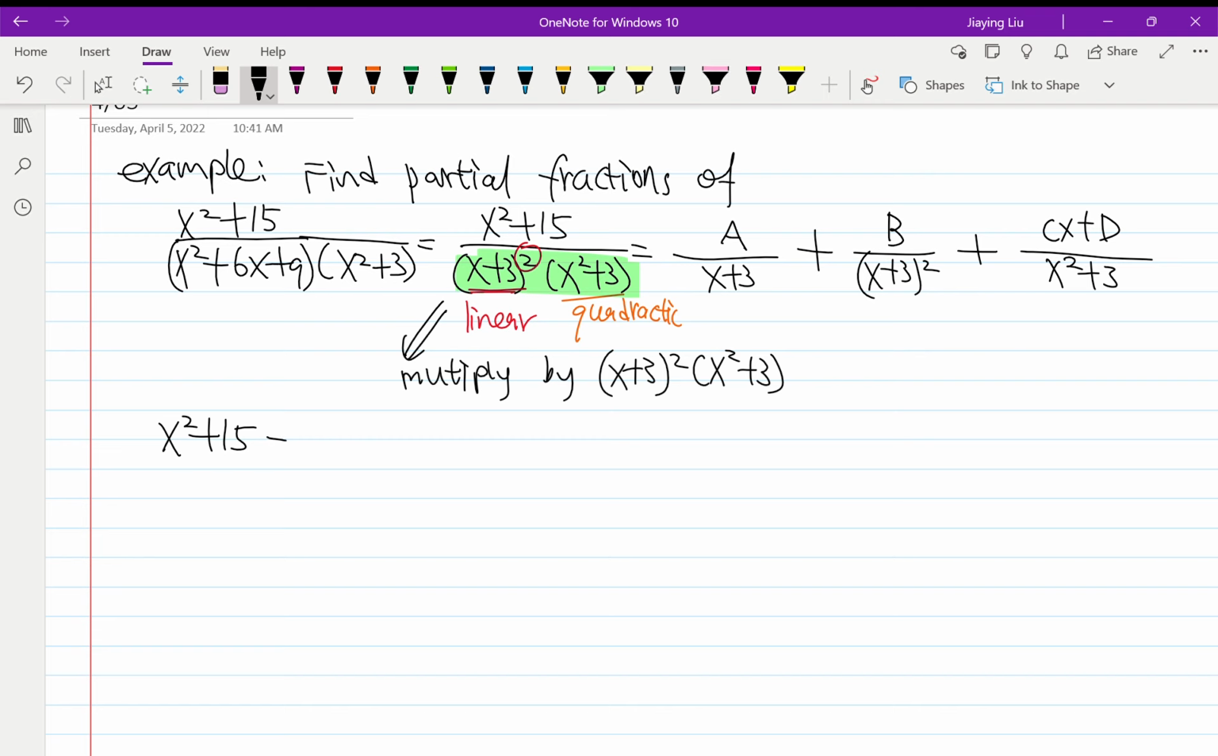On the right-hand side, at the a term, one of the x plus 3 factors will cancel. So I get a times x plus 3, x squared plus 3. And then for the b term, both x plus 3 factors will cancel, so that's b times x squared plus 3. And then the cx plus d term, oh sorry, not nothing cancels: the x squared plus 3 will cancel. So I have cx plus d times x plus 3 squared.